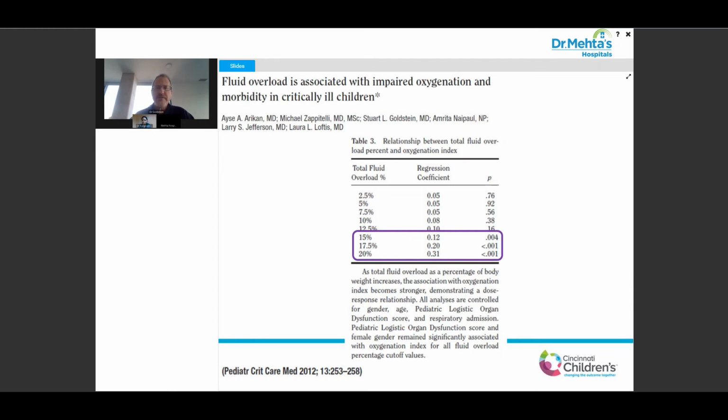This suggests the fluid is going into the lungs, and we know dialysis doesn't remove fluid from the lungs. So we need to have a preventive strategy, which is why 15 to 20% fluid overload really should be a marker to think about starting renal replacement therapy, whether it's CRT or peritoneal dialysis or hemodialysis.